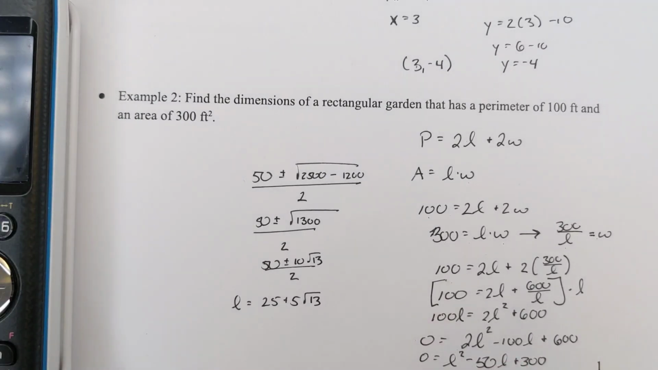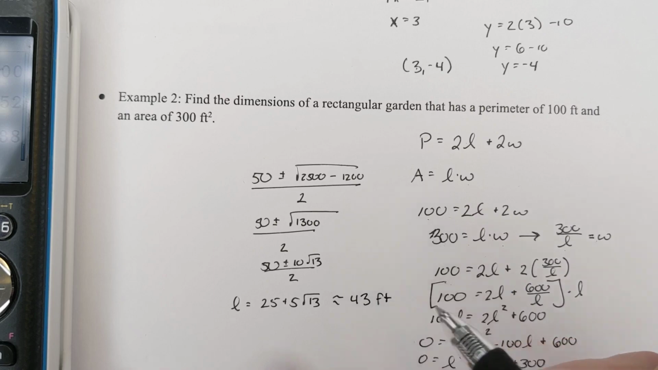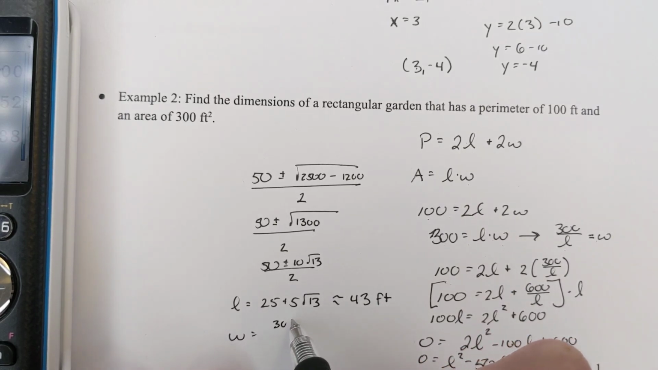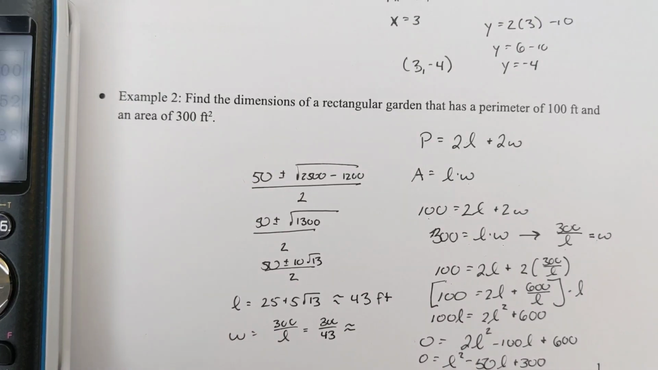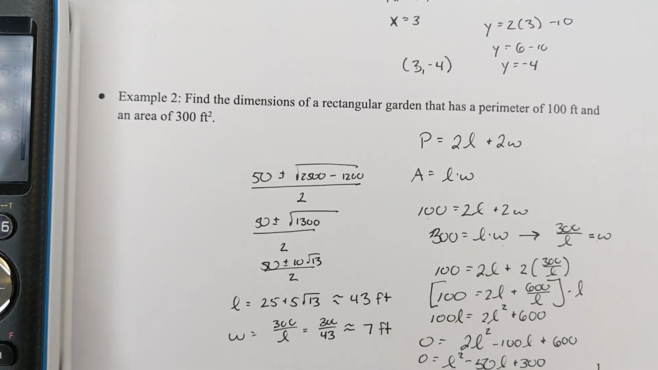Let's make this a decimal to make it a little bit nicer. 25 plus 5 square root 13. So this is about 43 feet. The width is 300 divided by the length. That's this formula I solved over here. So that's about 300 divided by 43. So that's going to be, we'll call it about 7 feet. It's 6.97, but that doesn't round very nicely.